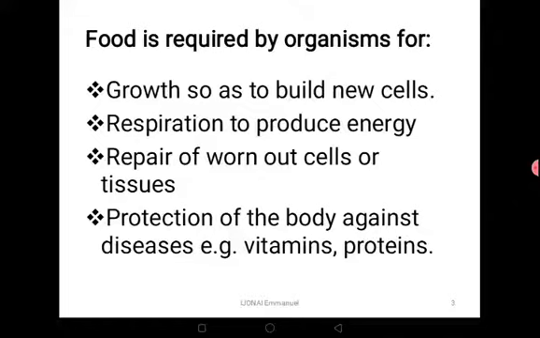What would happen if you do not eat food? What is the consequence to the body? If you don't eat food, it means that the processes we have mentioned, the process of growth, respiration, repair, and protection of the body against disease, will not take place. And if those processes don't take place in our bodies, it simply means you will be as good as dead.